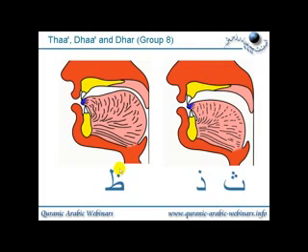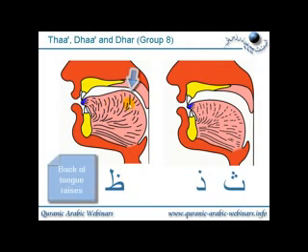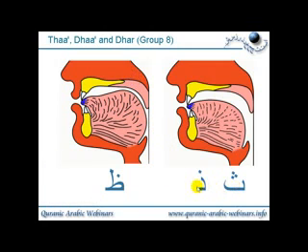The other one is the letter Dha, Dha, which again you apply a bit more pressure on the tongue at the front, and the back of the tongue will lift. So we have the letter Tha, Dhal, and Dha, and that was group 8.